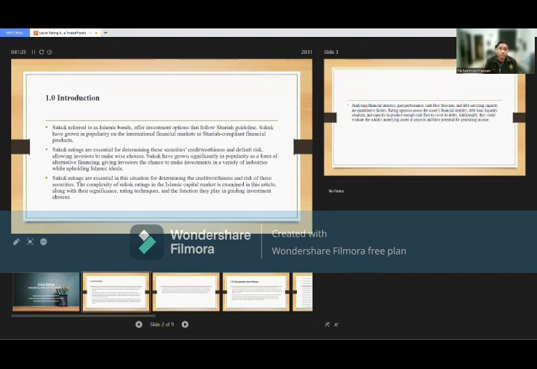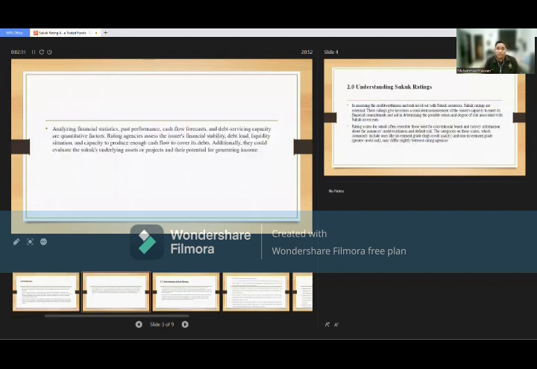Sukuk have grown significantly and become popular as an alternative form of financing. Nowadays, we know Sukuk have grown and have been chosen by other countries also. Even in Europe, they have capital in Islamic contract. And number three, Sukuk ratings are essential in determining the creditworthiness and risk of these securities. The complexity of Sukuk rating in the Islamic capital market is examined in this article, along with these significant rating techniques and also the function they play in guiding investment choices.